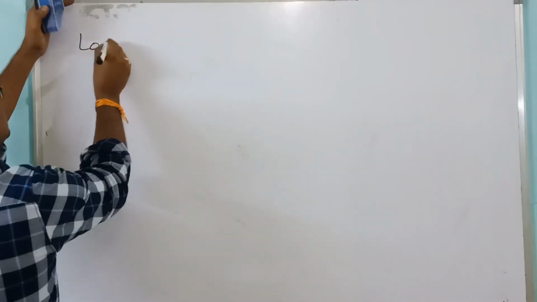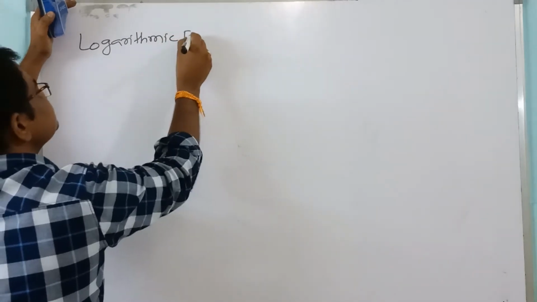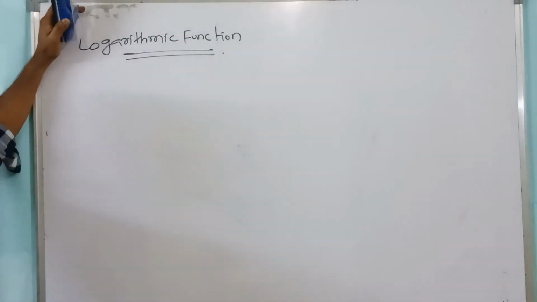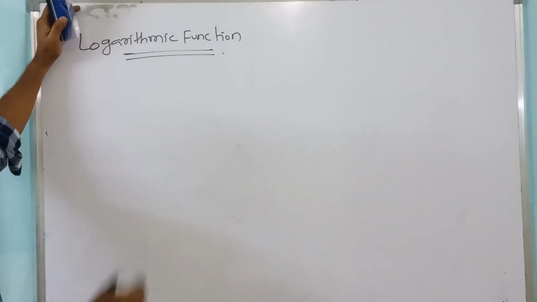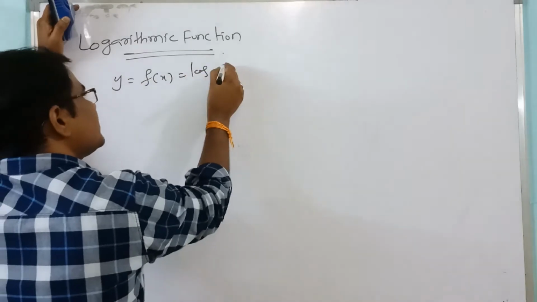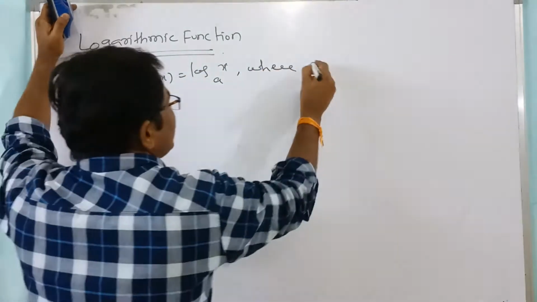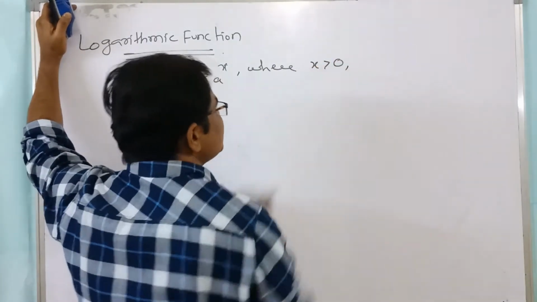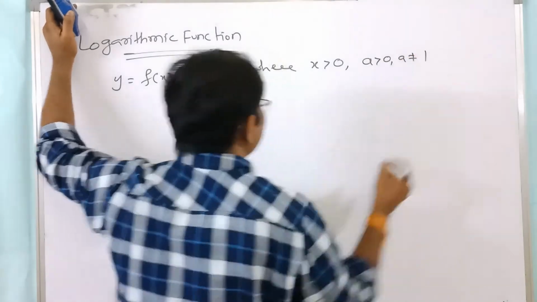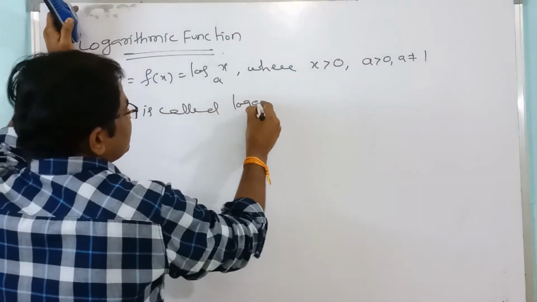Next one is logarithmic function. So what is the definition? A function of the form y equal to f of x equal to log x to the base a, where x is greater than 0 and a greater than 0, a not equal to 1, is called a logarithmic function.